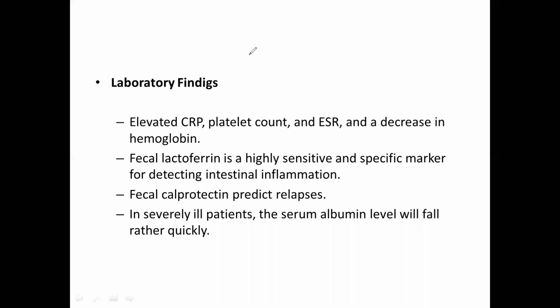Then laboratory findings. What laboratory findings do we get in ulcerative colitis? These include elevated CRP, elevated platelet count and ESR, and also a decrease in hemoglobin. It is obvious that ESR and CRP are elevated, as they are acute phase reactants to inflammation. There is also decreased hemoglobin. We know ulcerative colitis has rectal bleeding as a cardinal symptom, so because of rectal bleeding, the patient may have decreased hemoglobin.